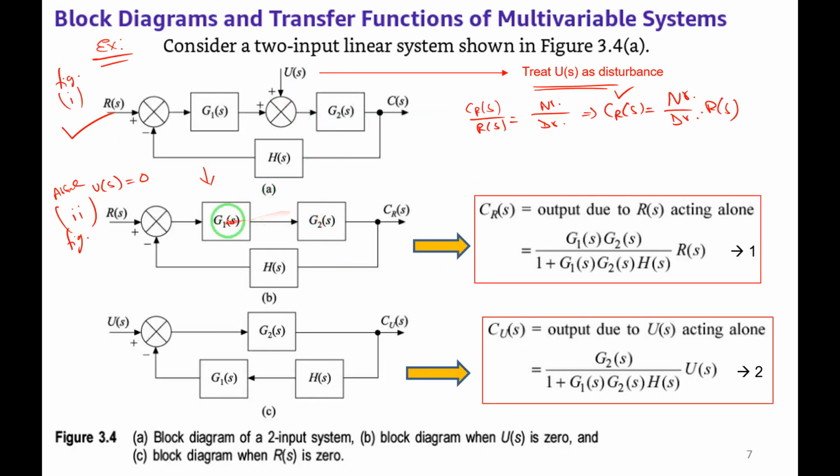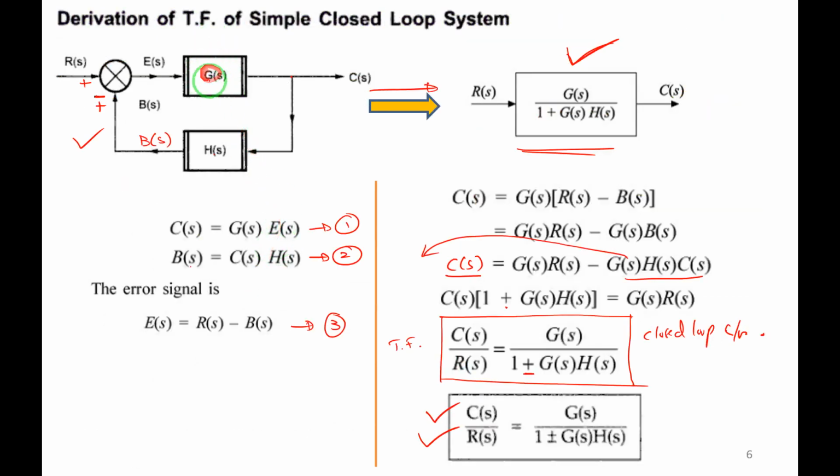In the forward path there are two blocks, g1 of s into g2 of s. If the two blocks are in series, or cascade, we call them series blocks or cascade blocks. I can multiply and make it a single block, g1 into g2. I am not writing g1 of s into g2 of s, just g1 into g2, it is understood. So this block I will remove, and it has been converted into a single block, g1 into g2, and another block h of s. Just compare with this: g of s is here g1 into g2, and h of s is the same.